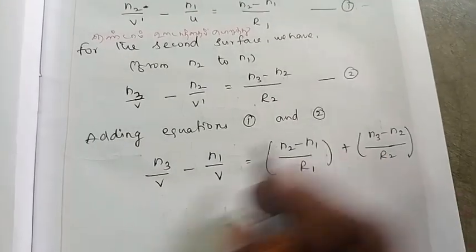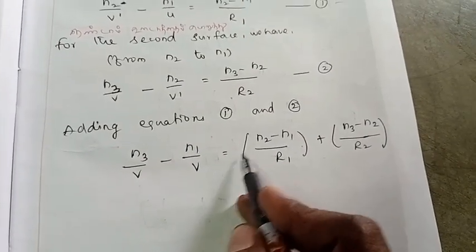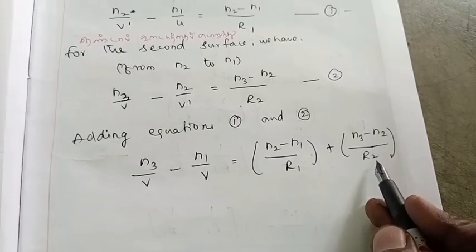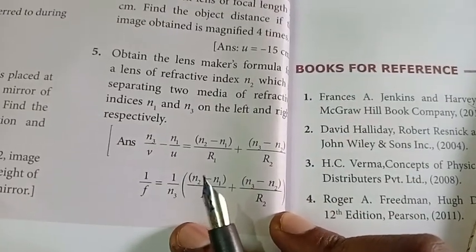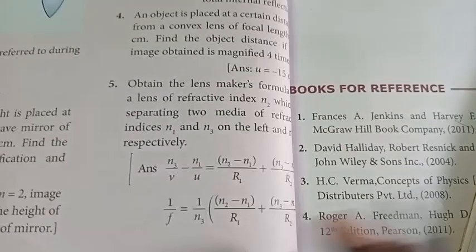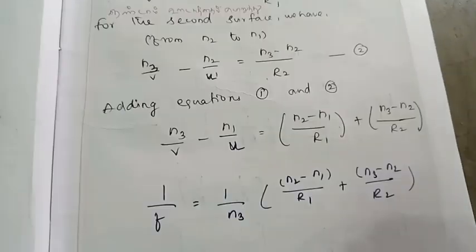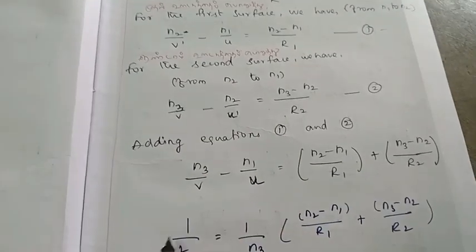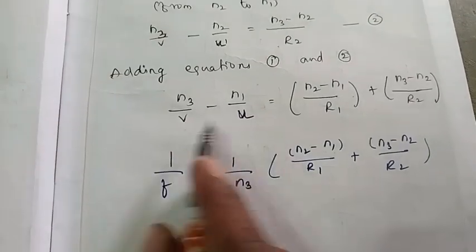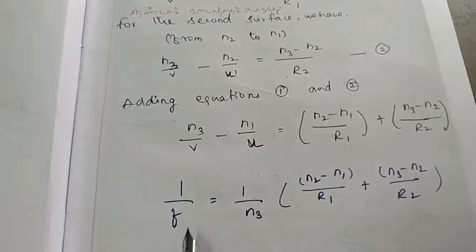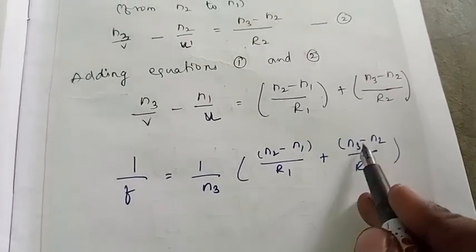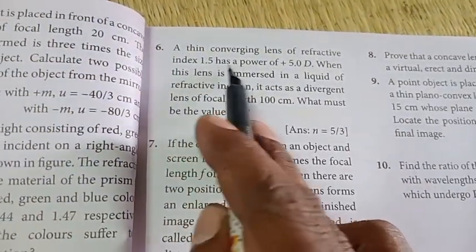So adding equations 1 and 2, n3 divided by v minus n1 divided by u is equal to (n2 minus n1) divided by r1 plus (n3 minus n2) divided by r2. So that is correct. So to find the focal length, this is u. So to find the focal length, 1 by v minus 1 by u. So just divide by n3 and eliminate this term. That's all. So 1 by f is equal to 1 by n3 into (n2 minus n1) by r1 plus (n3 minus n2) by r2.